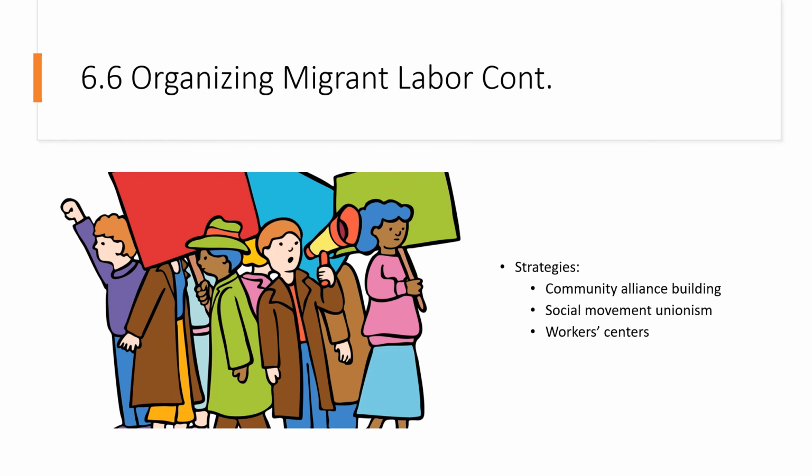New strategies have been developed in response. One of these strategies is community alliance building. This involves unions reaching out to other community groups in order to unionize and bargain for workers. The second one is social movement unionism. This is building campaigns for more generalized improvements in pay and working conditions that apply to all workers. And the third strategy is worker centers.